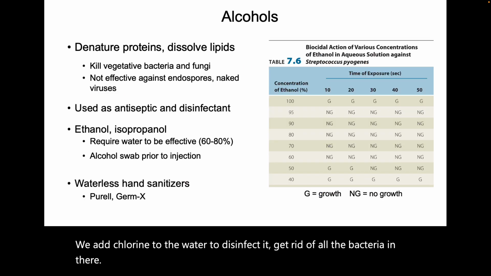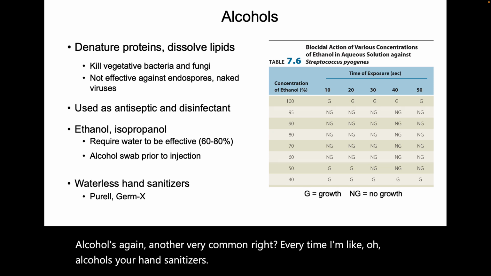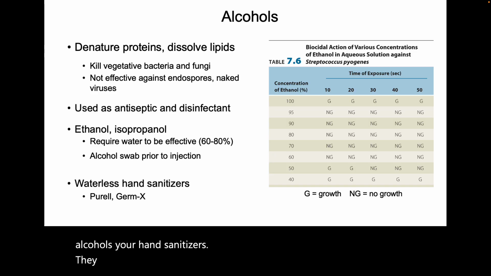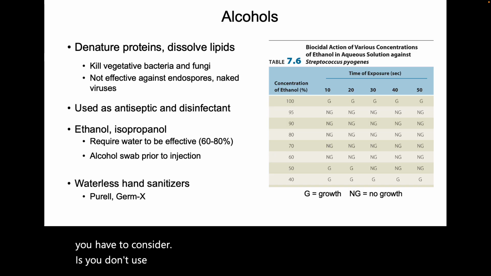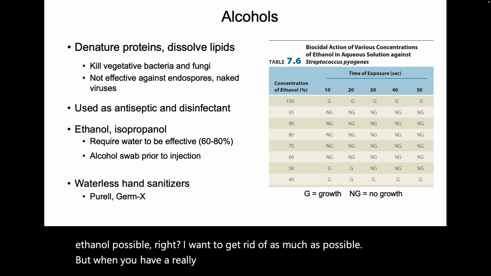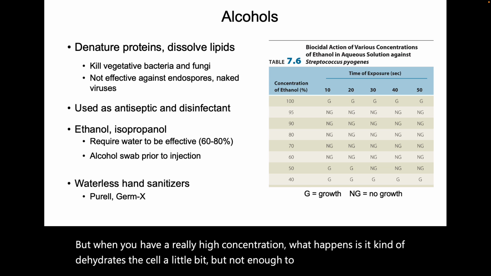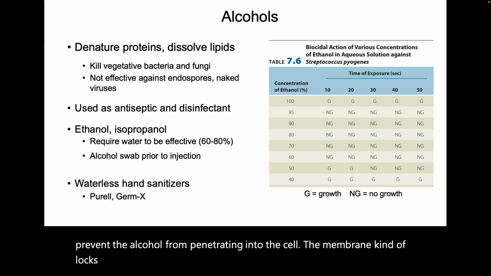Alcohols, again, another very common, right? Every time I'm like, ooh, alcohols, right? Your hand sanitizers. They denature proteins. They can also dissolve lipids. But one of the things you have to consider is you don't use 100% ethanol. It might sound like, well, I want the strongest ethanol possible, right? I want to get rid of as much as possible. But when you have a really high concentration, it kind of dehydrates the cell a little bit, but not enough to kill it, but enough to prevent the alcohol from penetrating into the cell. The membrane kind of locks up and doesn't let the alcohol in, so it has no effect.